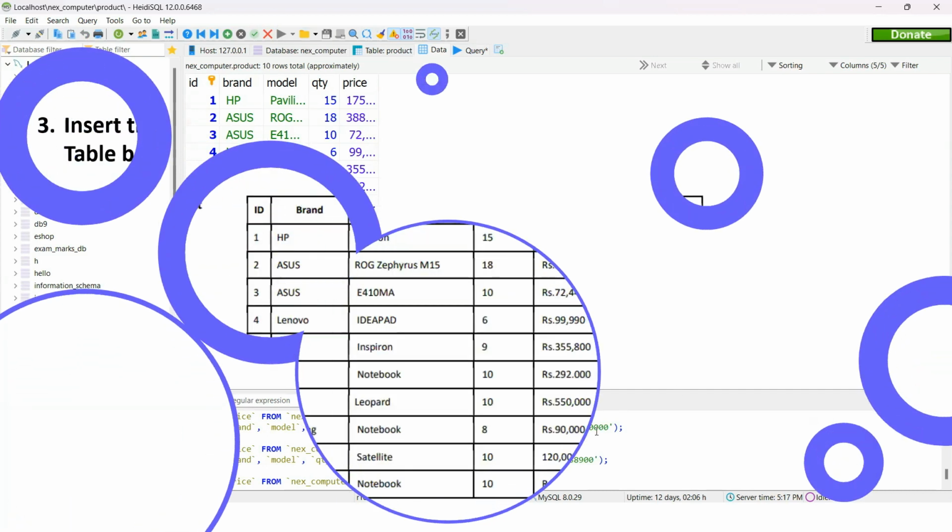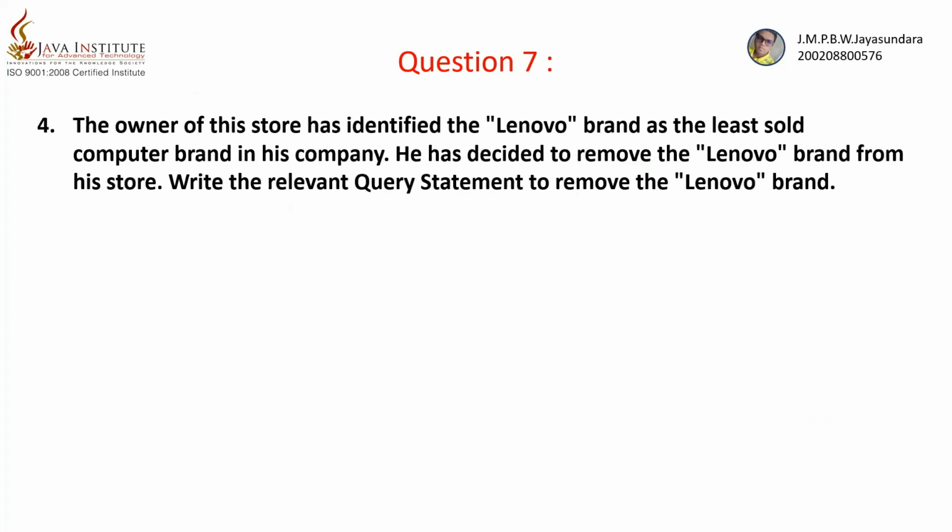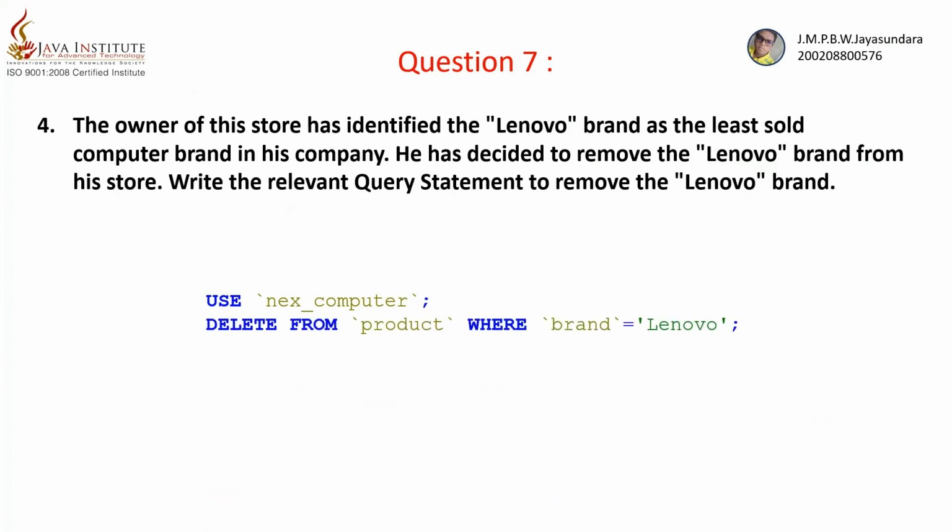So let's go back. In our fourth question, it says, the owner of this software has identified Lenovo brand as the least sold computer brand in this company. He has decided to remove the Lenovo brand from his store. Write the relevant query statement to remove the Lenovo brand. First, we need to define what database we are using. We can do that using the use next computer command. After that, we can create our delete query.